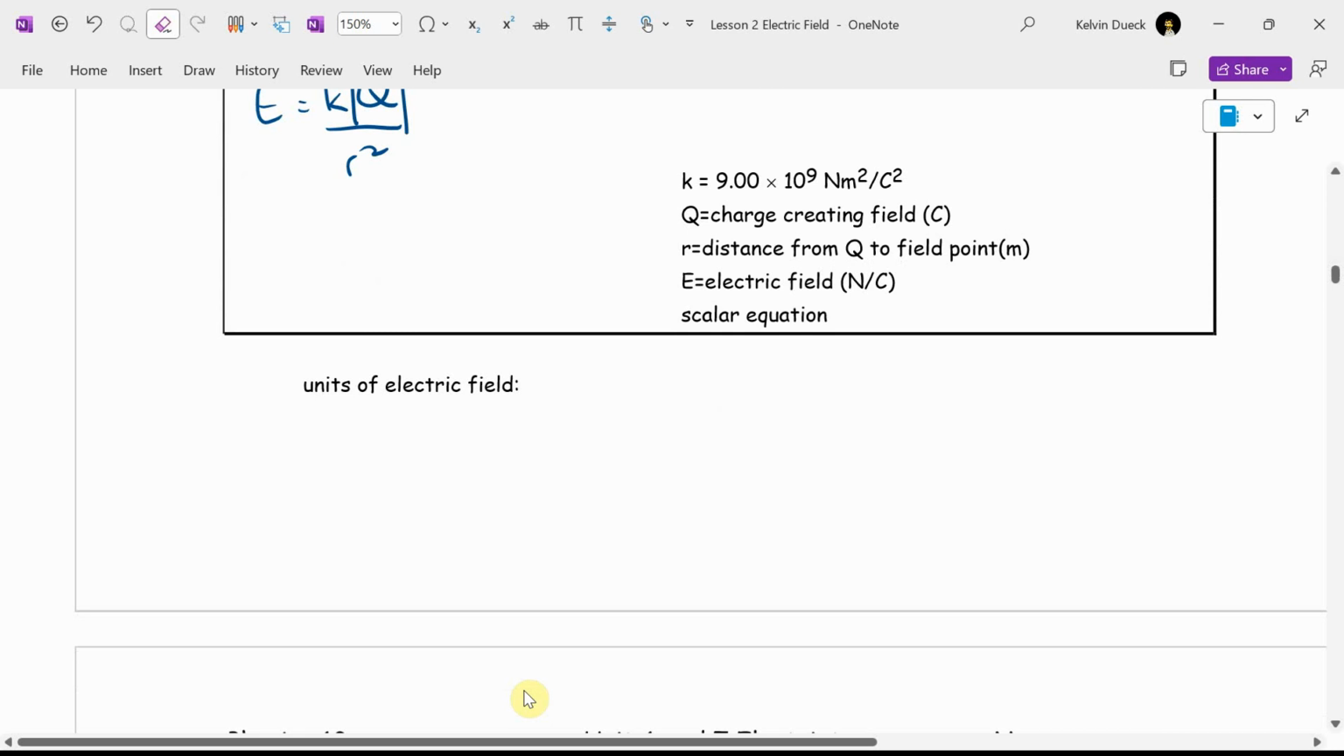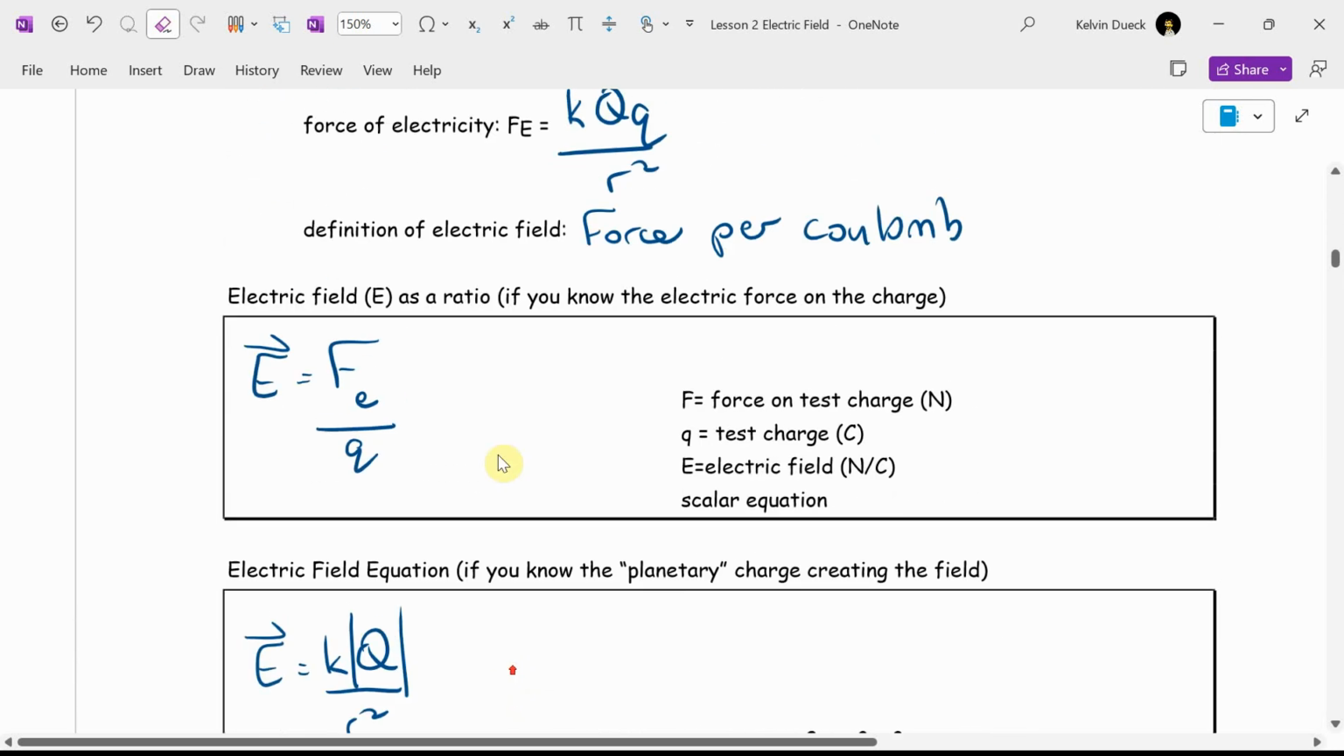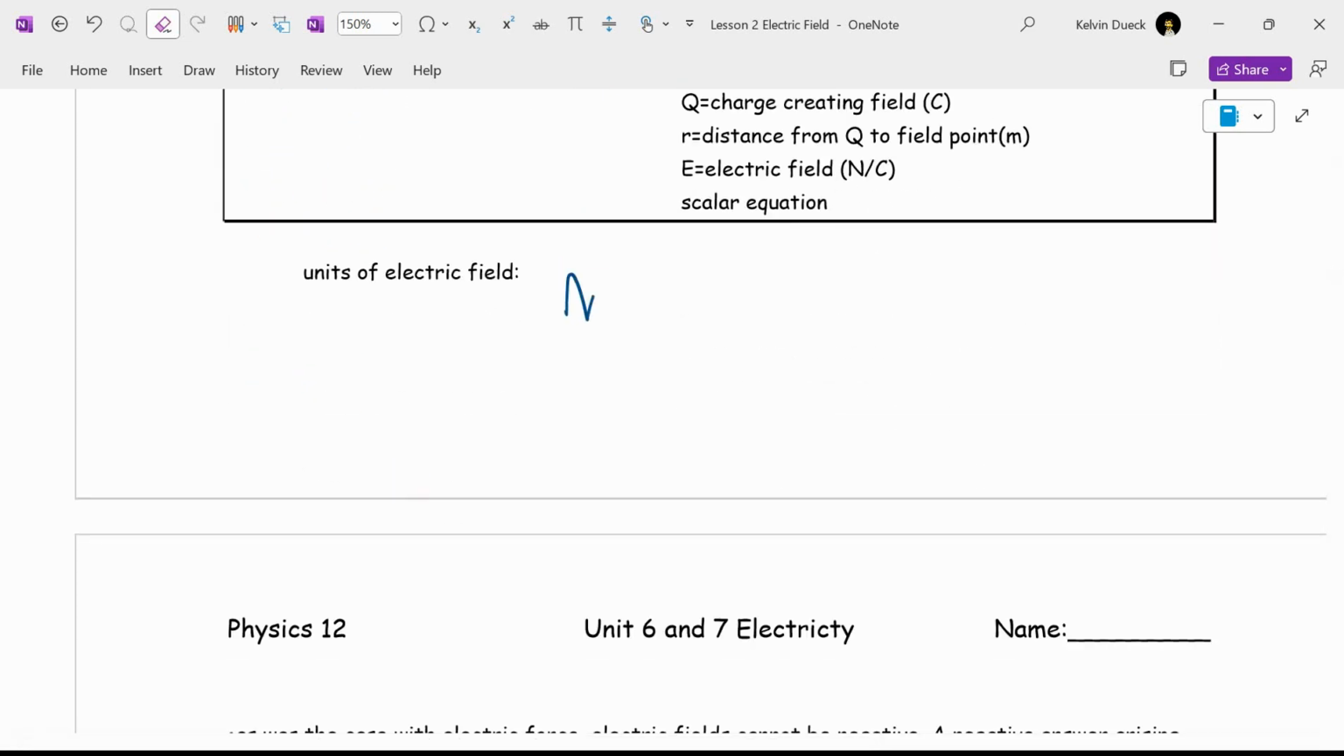What are the units for electric field? Well, we can figure it out right from the ratio. Newtons per coulomb. In the same way that gravitational field had 2 units, newtons per kilogram, which was also meters per second squared. Spoiler alert, it's also volts per meter, but we're not going to get to that. But there is a lot of symmetry here, you may have noticed, between gravity and electrostatics.